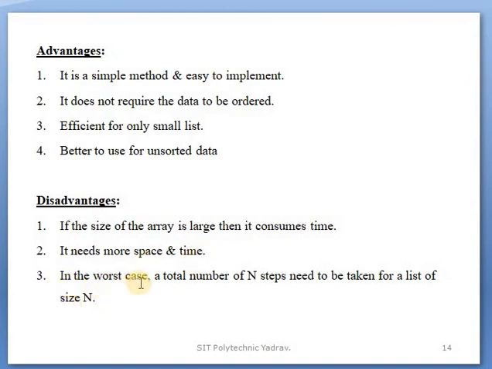In the worst case, a total of n steps need to be taken for a list of size n. Okay, for example, if the total number of elements in your array is 50 and the element you search for is found at the 50th position, then 50 steps need to be taken for a list of size n.